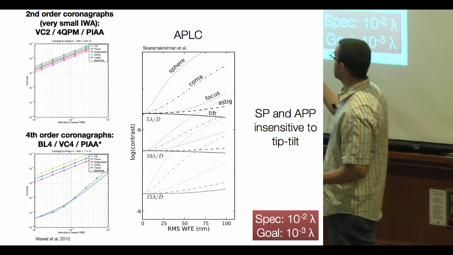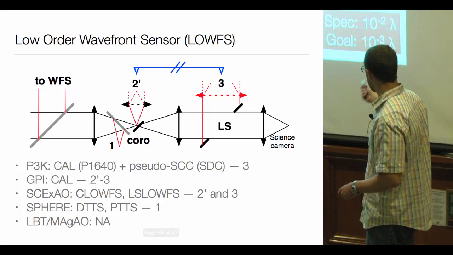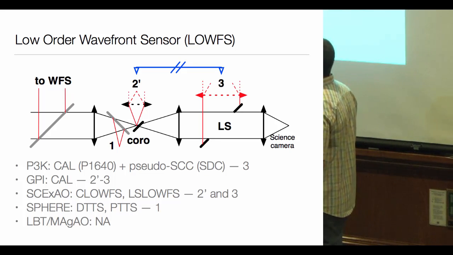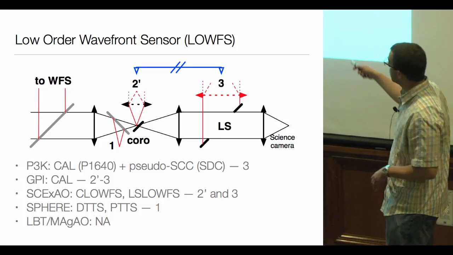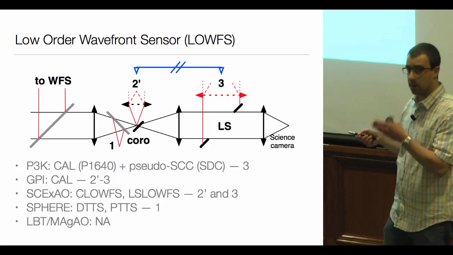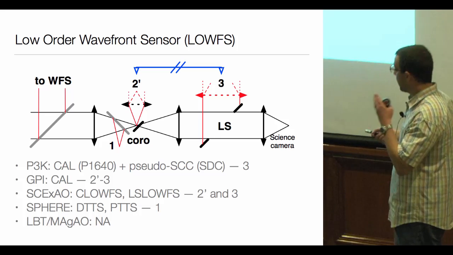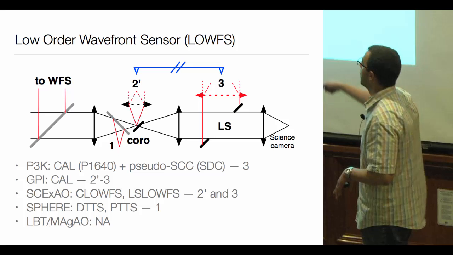So if you want to go after these very small inner working angles, you have to cope with this, and that's also a driver. That's a driver for low order wavefront sensing and pointing cameras. So this is how you can do it. The idea here is to really point the star at the coronagraph and stay there as precisely as possible for as long as you can.